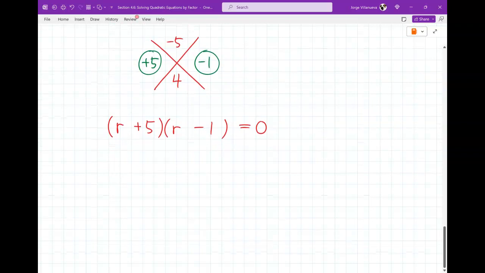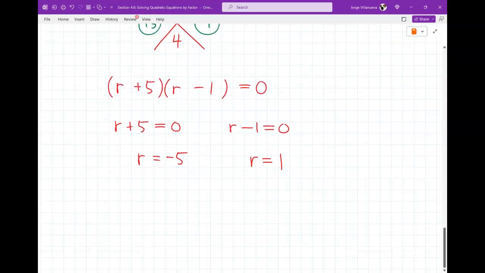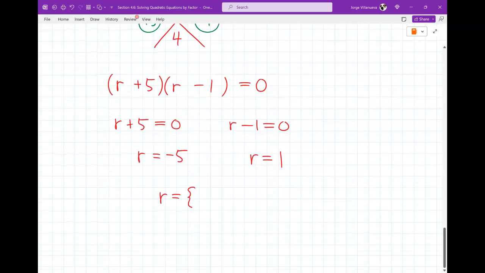So I'm going to start with R plus 5 equals 0, and R minus 1 equals 0. On the left side, if I subtract 5 on both sides, what do I get? -5. Okay, on the right side, if I add 1 on both sides, what do I get? R equals 1, right? So R is equal to -5 or 1.